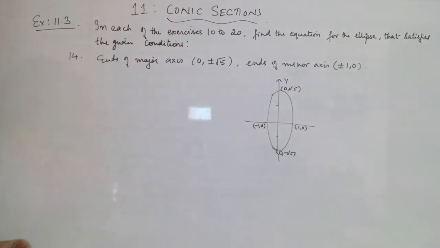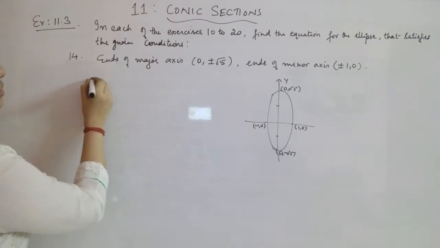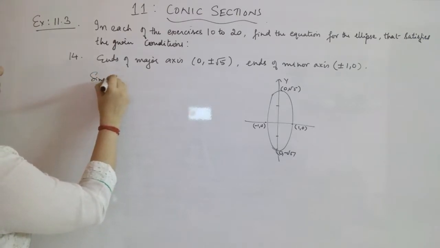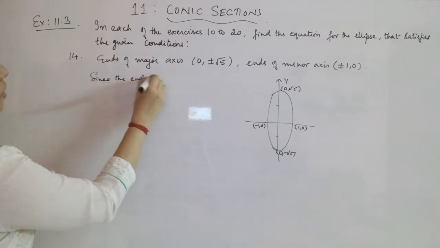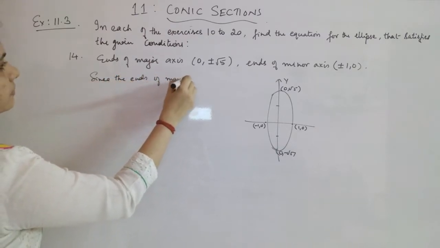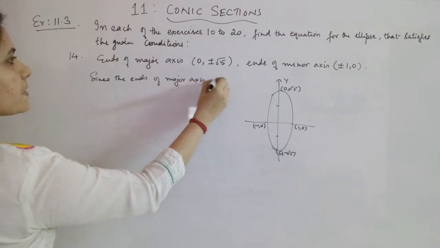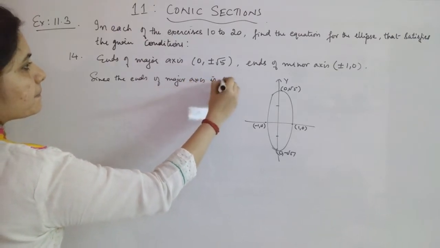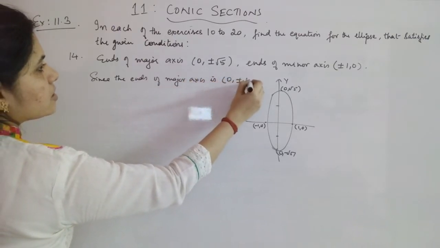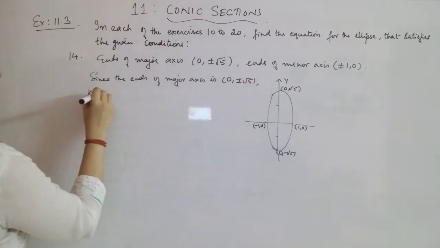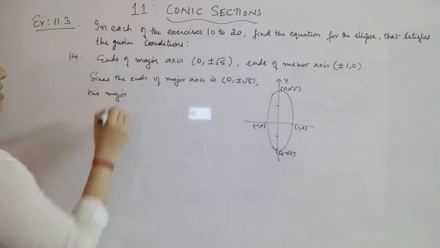So it is clear that you have to take the equation as x square by b square plus y square by a square equal to 1. Okay. So since the ends of the major axis are given to be 0, plus or minus root 5, the major axis, or you can say the foci.